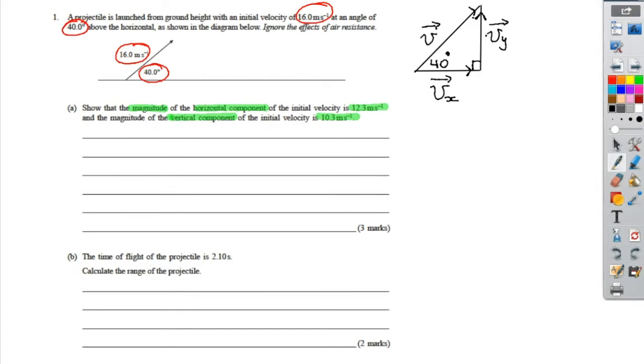We will need to use trigonometry in this question, so I've added a diagram to help. Now, the horizontal component is the first one I'll look at, and to determine that, the formula is V times cos of 40 degrees, and the vertical component is going to be equal to V times sine of 40 degrees.